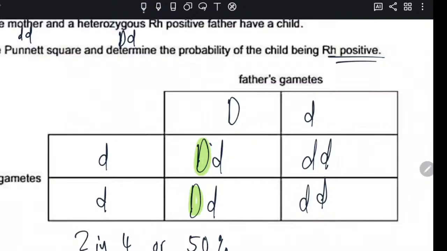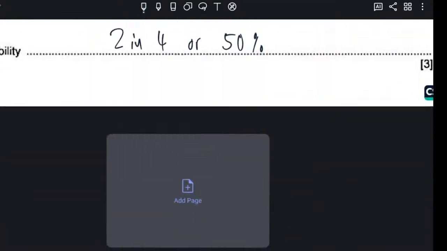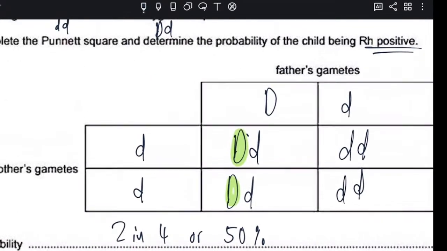Is there anyone with a question? Wow, you're doing very well. So this will be it. We're done.